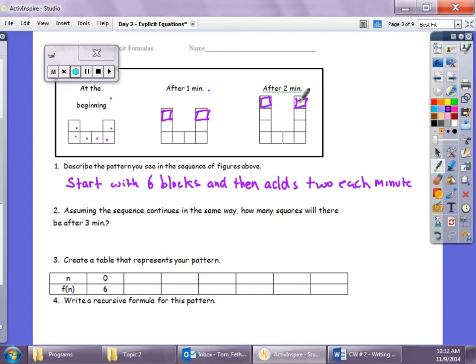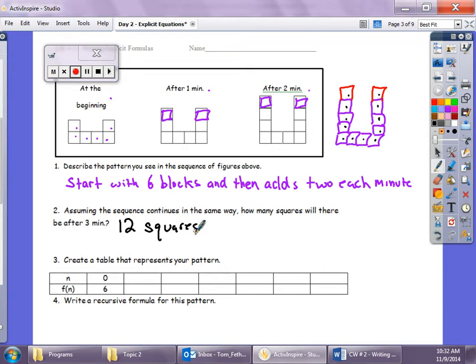Assuming that the sequence continues in the same way, how many squares will there be after 3 minutes? Well, you're going to have your 1, 2, 3, 4, 1, 2, 3, 1, 2, 3, and then you add 1 more, and then we can count them. 1, 2, 3, 4, 5, 6, 7, 8, 9, 10, 11, 12. So 12 squares. So there should be 12 squares.